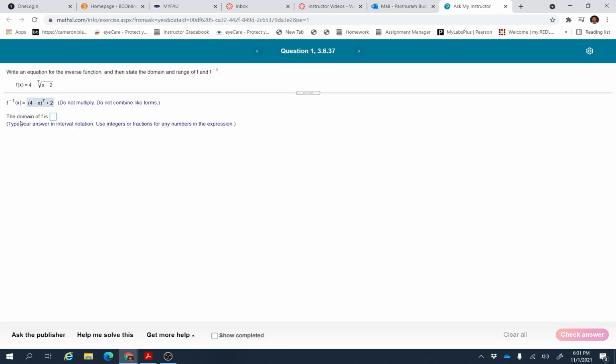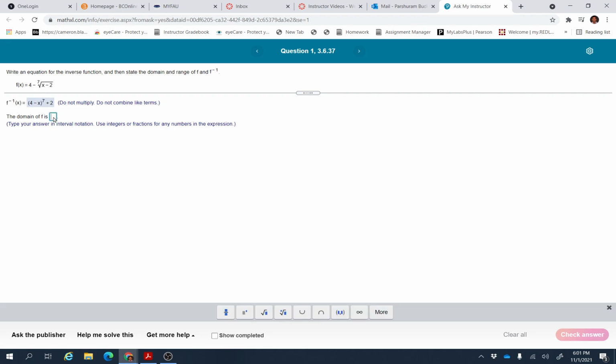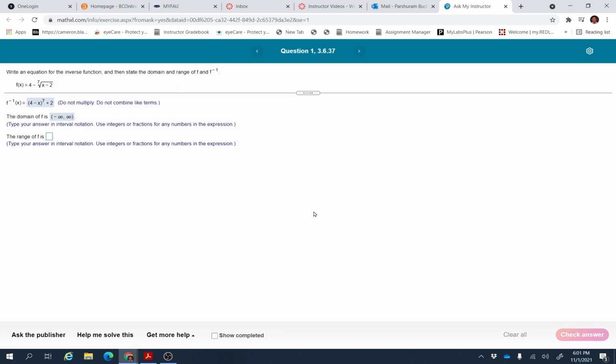Okay, now what's the domain of f? As you can see, for an odd index, the domain is all real numbers. So that means you go from negative infinity to positive infinity. For the odd root, like 7th root, there is no restriction. So the domain is all real numbers.